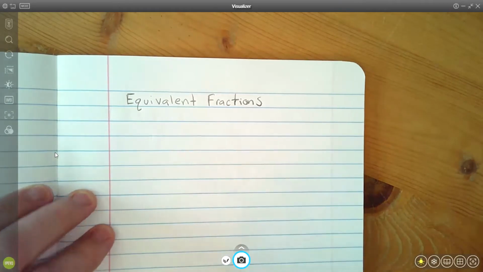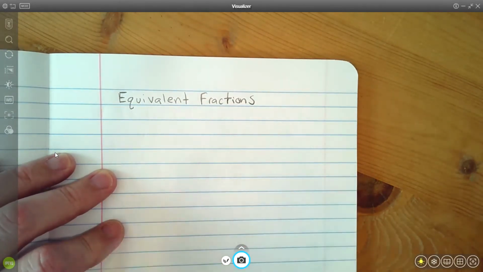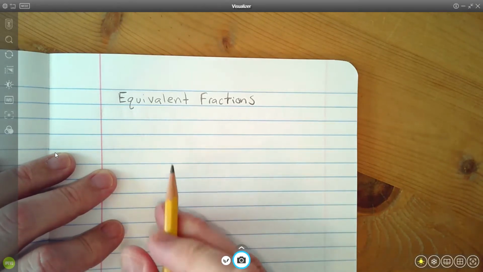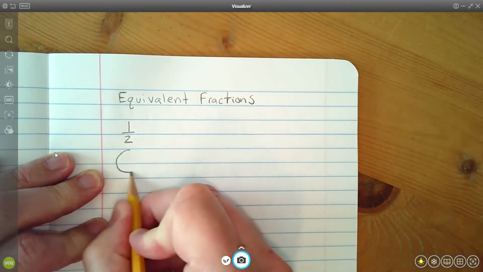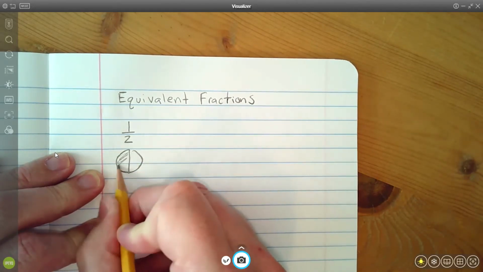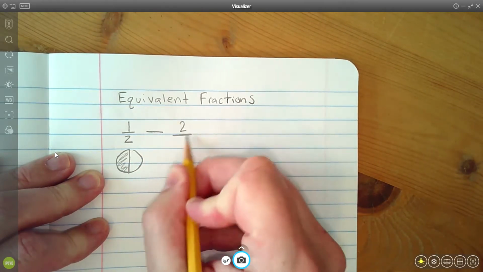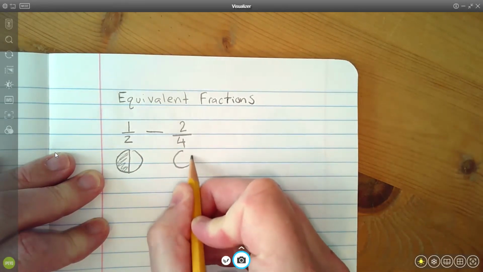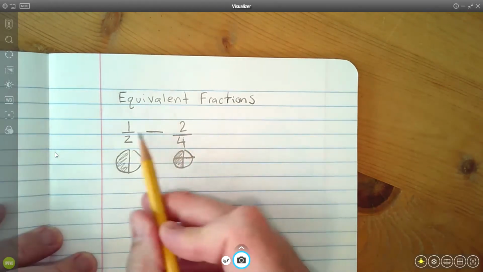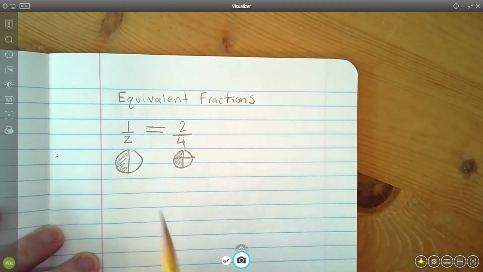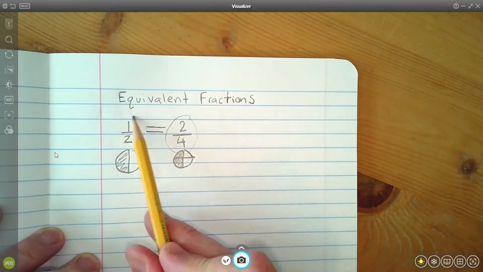Okay, equivalent fractions, don't be scared of it. It's something we've already done a little bit of even last week. Equivalent fractions just means like we have 1/2. Remember this from last week? There's my pizza cut into 2 pieces. Is the same thing as 2/4. Same pizza, same amount of pizza, different looking fraction. So 1/2 and 2/4 are equivalent. They mean the same amount of stuff.